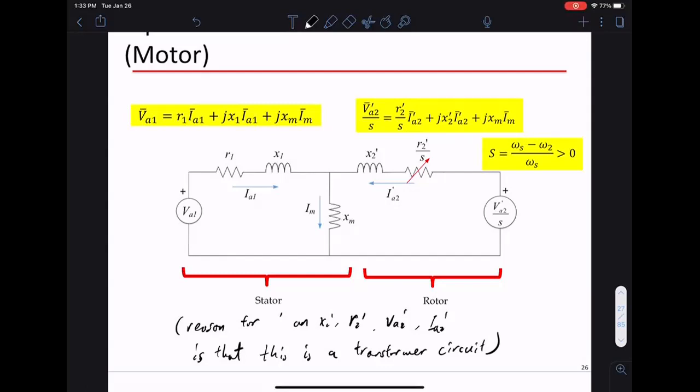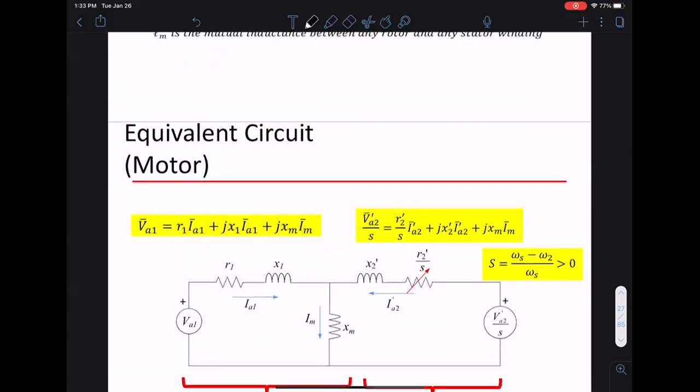Anybody remember what the prime is for? What does prime denote? Remember in your transformer, what does prime do? Right, it's a reference to the primary. So for this kind of circuit, we'll always reference to the primary. To be consistent, we'll write a prime on the quantities coming from the secondary. So this is our circuit.